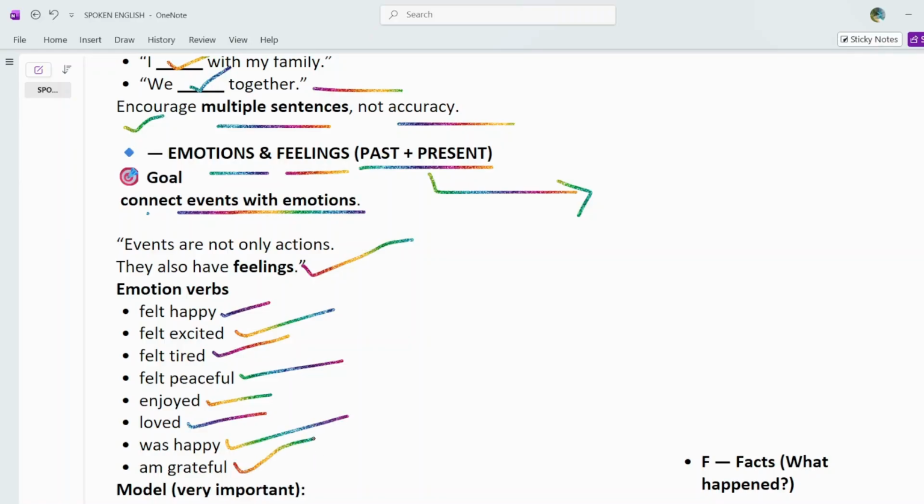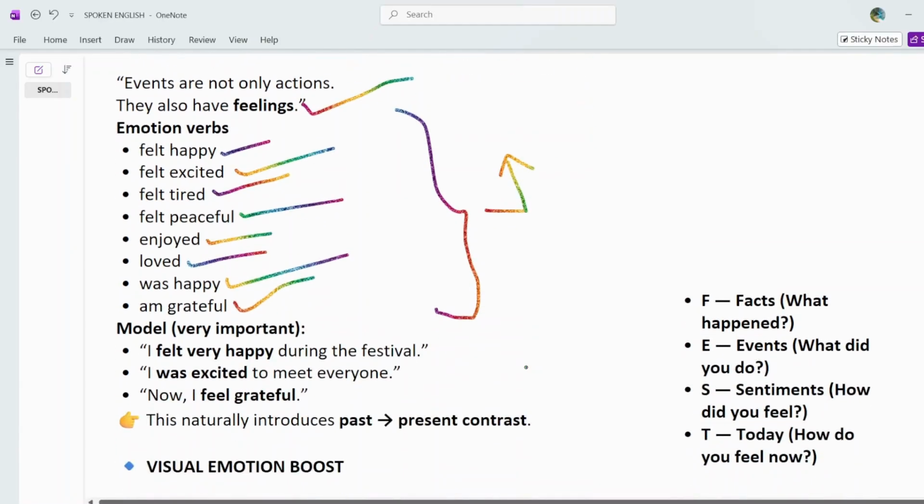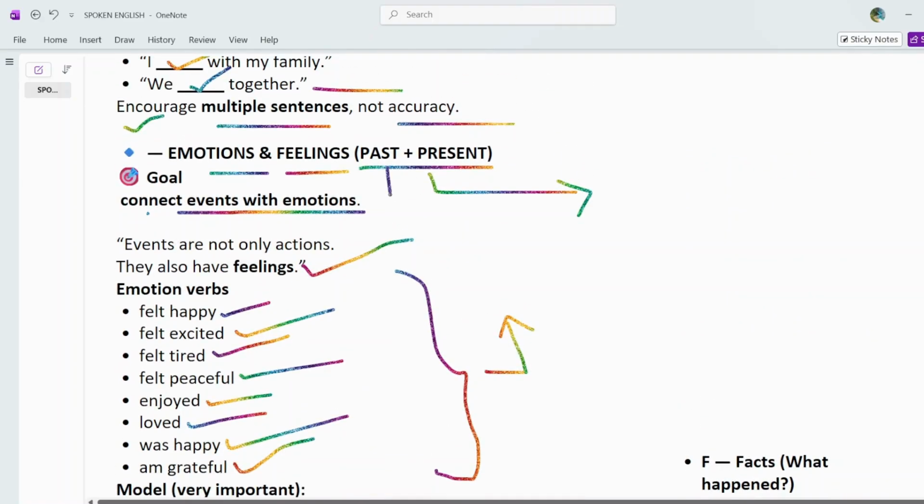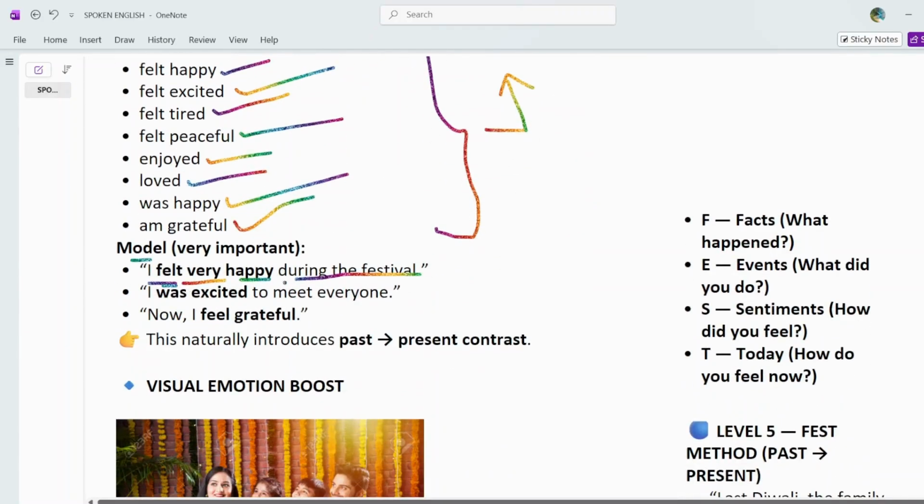Am truly grateful. Now, these kinds of sentences help you enhance the way you speak or describe any kind of event that took place in your life. We talk about feelings in the past and sometimes in the present as well. Okay, so let's look at certain samples here, also known as model sentences. I felt very happy during the festival. I felt very happy. Felt, again, I told you, we are using past plus present tense, correct? Right? So, I felt very happy.